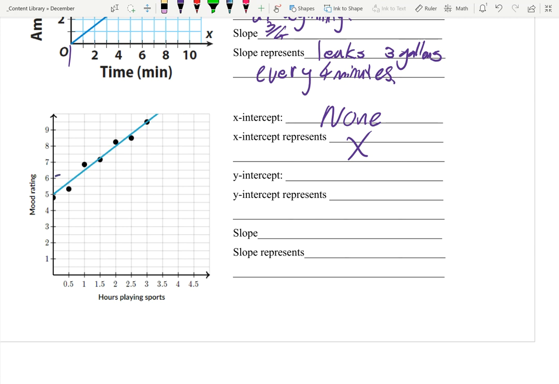Now the y-intercept is here at 5. So this indicates that at the beginning, right, time 0 again, we already started with a mood rating of 5. So maybe we're kind of happy. We're content. We're in the middle. We're feeling okay. Not bad, not good, but all right. And then we start playing sports and our mood increases, right? But essentially at the beginning, our mood rating is 5.